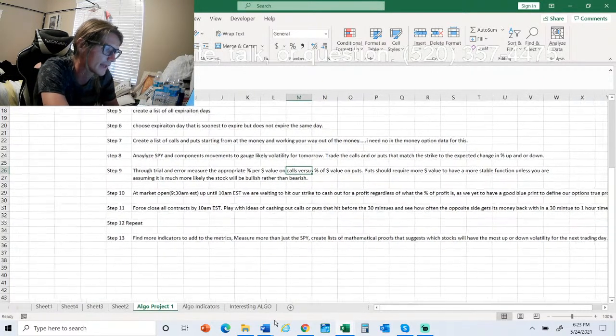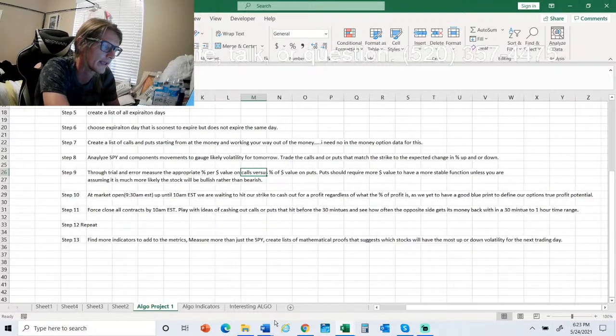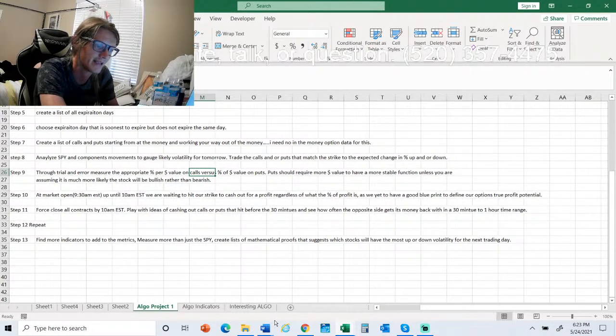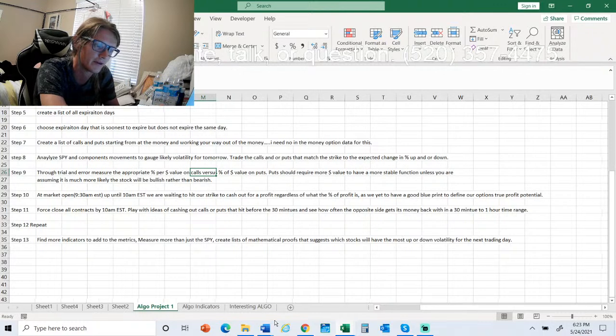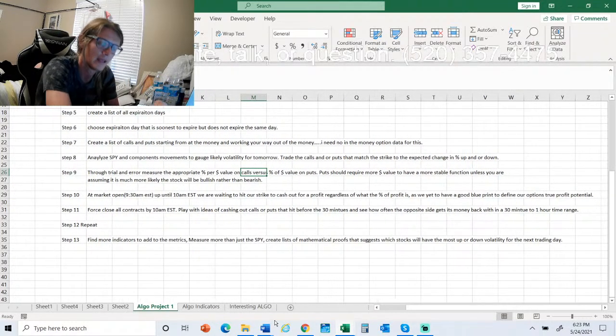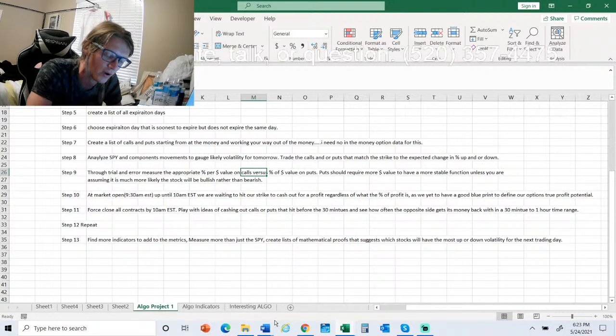Step 10 says, at the market open, 9:30 a.m. until 10 a.m. Eastern Time, we are waiting to hit our strike to cash out for a profit, regardless of what the percent of the profit is, as we have yet to have a good blueprint to define our option's true profit potential. Meaning, if I buy a $300 strike and it's at $298, I'm looking to cash out whatever profit is at $300. I don't care how much the profit is, because nobody actually knows how to gauge what that profit's going to be accurately. I could do it more accurately than anyone, but until I have a machine that auto-calculates it, we ain't even going to think about that.